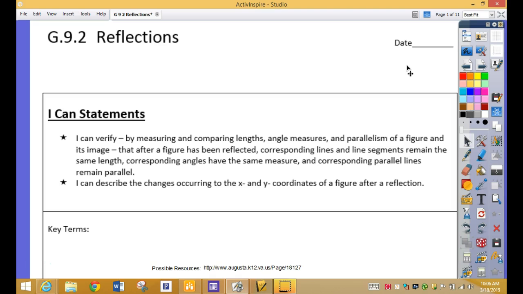I can verify by looking at the measures, lengths, and angles of an image compared to its new image, like we've all been talking about when we do it. Yesterday we did a translation, and all of our new images are congruent. Same move today where we're going to do a reflection. All of our new images are congruent to the original.